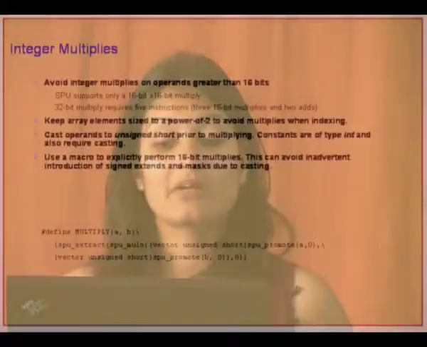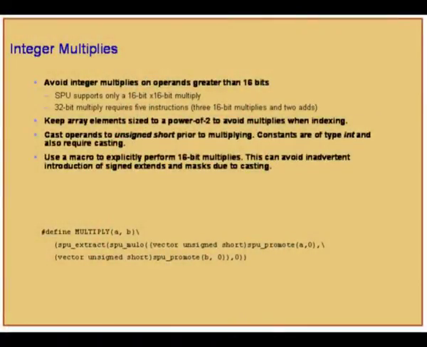That's another thing if you can: keep the array element size to a power of 2. Cast. Okay, so basically, in order to keep it to a 16-bit multiply, try to cast the operands to unsigned short before you do the multiplying.